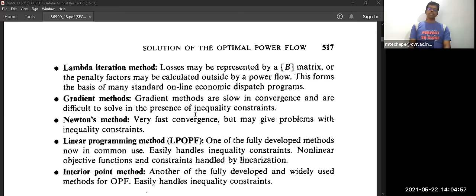Next is the Newton method. Newton's method was introduced by the great scientist Newton. It is a very simple technique. It will give an accurate answer, but it takes a long time to solve the problem. It is a complex problem, but it gives an accurate answer. Even so, solving OPF with inequality constraints is not at all easy. It may cause problems while solving inequality constraints, even though it gives fast convergence.